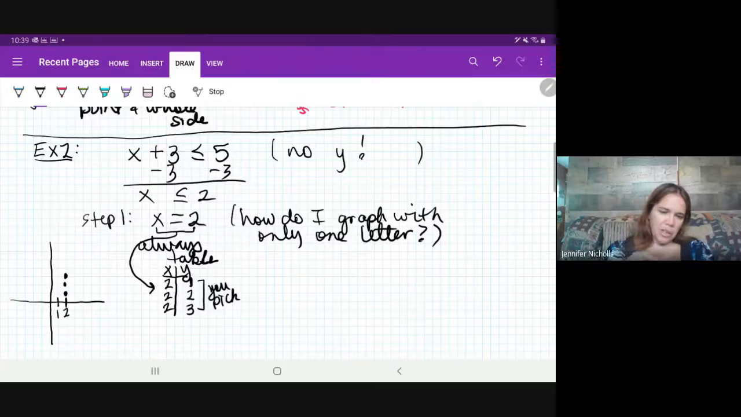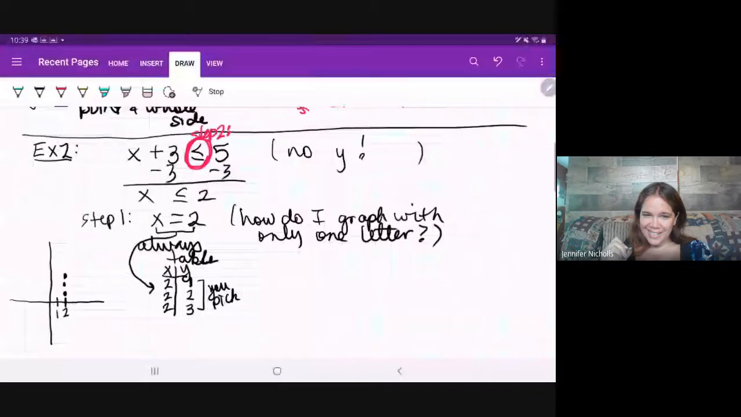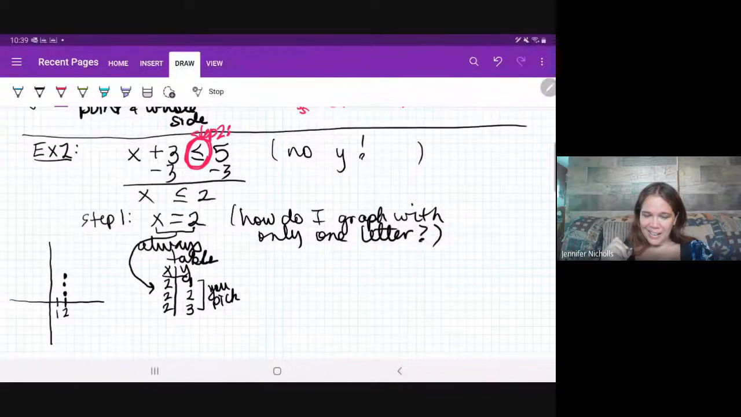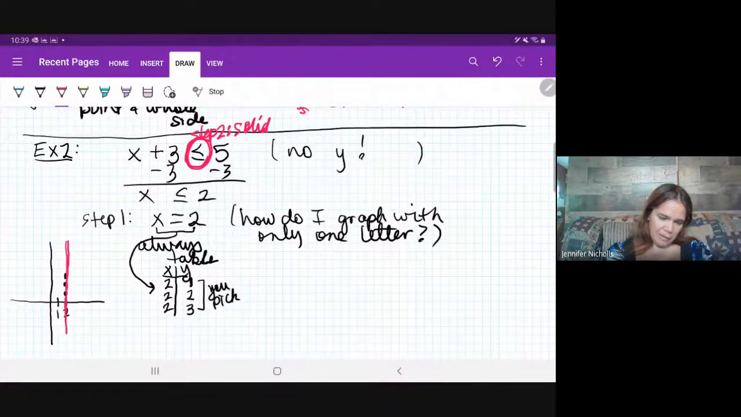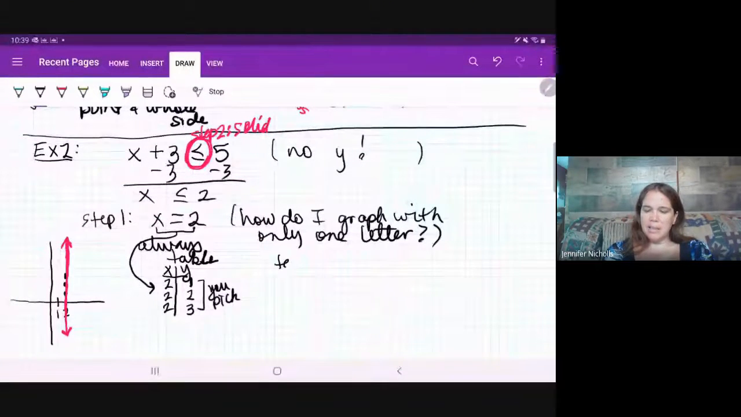Now, step 2 is dashed or solid. So I'm going to go up here, circle that, step 2. Is that dashed or solid? The only way we learn is by making errors, so it's better to make errors anyway. Okay, solid. So we're going to make a solid line. And then you're going to do your test point. Wherever you write it, it's kind of like the last step. Just write test point somewhere.